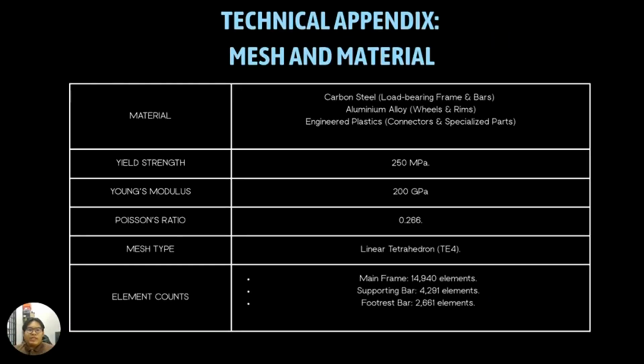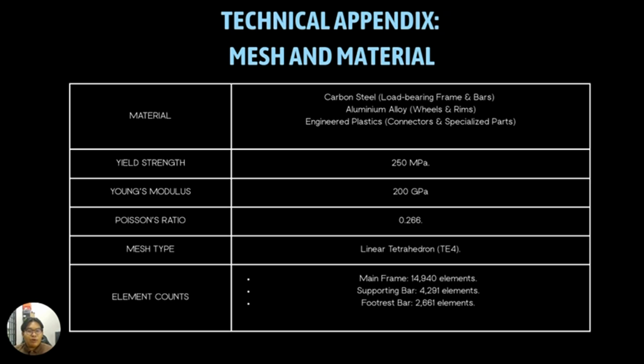Next is the mesh and material technical appendix. To support our findings, we included a technical appendix. Our design follows a hybrid material strategy using carbon steel for load-bearing parts, aluminium for the wheels, and plastic for the specialized connectors. For the simulation, we used a 250 megapascal yield strength and a 200 gigapascal Young's modulus. The Poisson's ratio is 0.266.